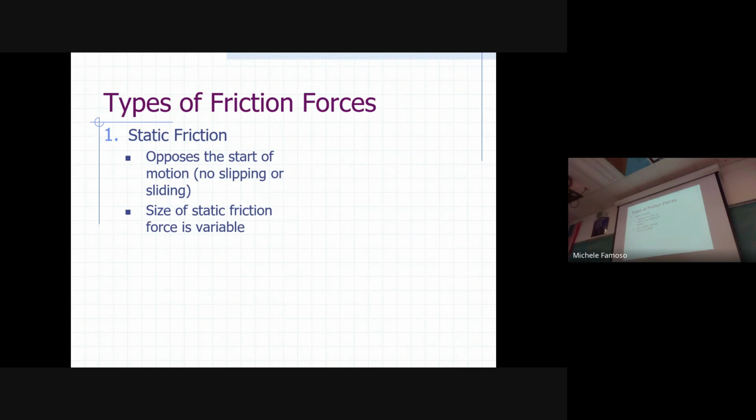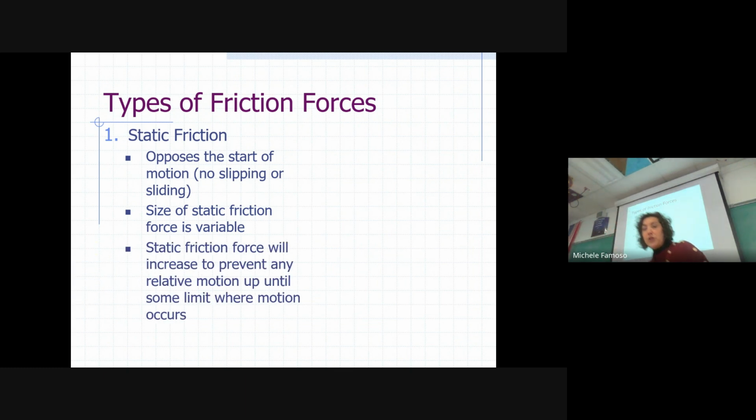So how much was it? 10 Newtons. It was balanced. Before it slipped, it was 10 Newtons. And then all of a sudden it slipped. What we just observed is that variable amount of static friction that's there. It can change up to a point when then it slips.